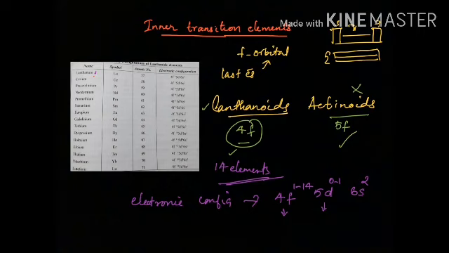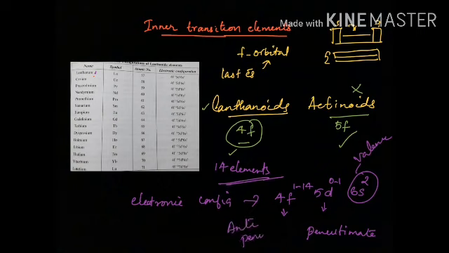Okay, this last shell we call the valence shell. This shell we call the penultimate shell, and this shell we call the anti-penultimate shell. So if the electrons are entering into the anti-penultimate 4f subshell, then we call them the lanthanoids. Now we can look at the electronic configuration of all the elements.